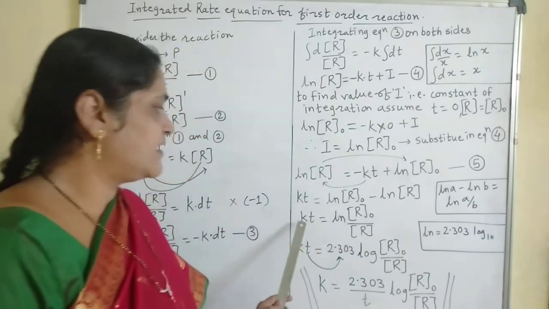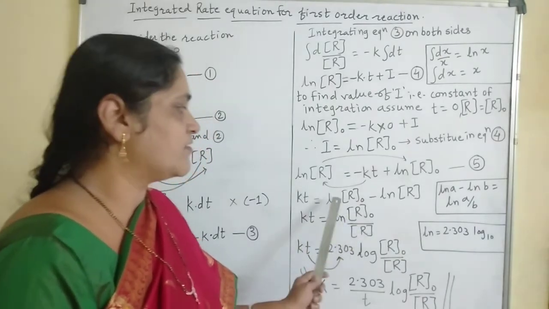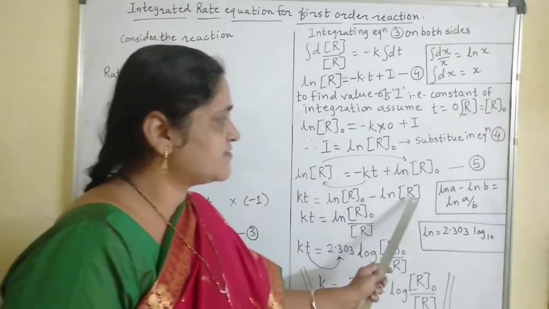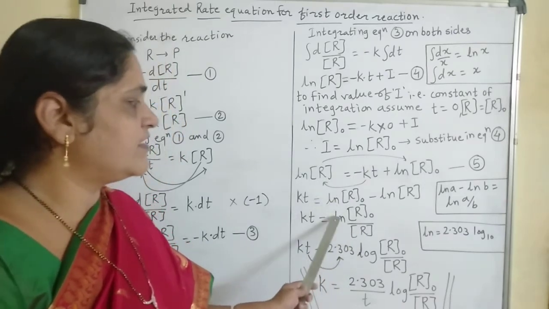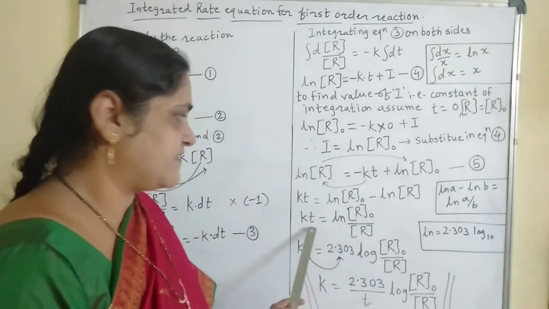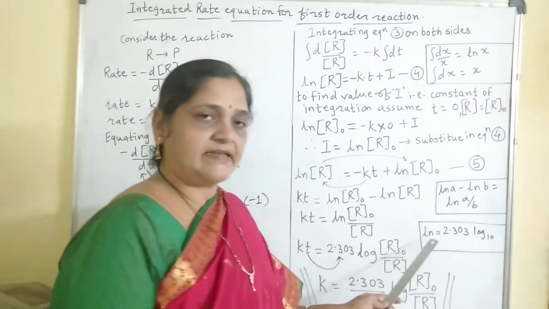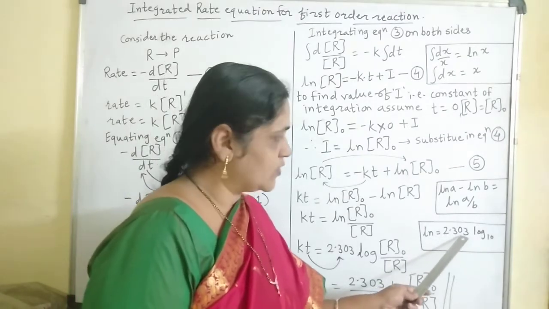So I get kt is equal to ln [R]0 upon [R], because here ln [R]0 minus ln [R], this is A and this is B, so it becomes ln of A upon B, and therefore we can write ln [R]0 upon [R]. This way I have got this equation. Now if we want to replace this ln term, then we have to multiply it with 2.303.